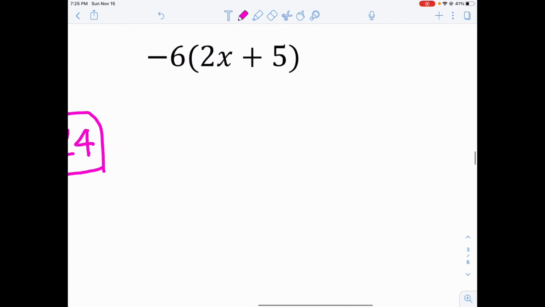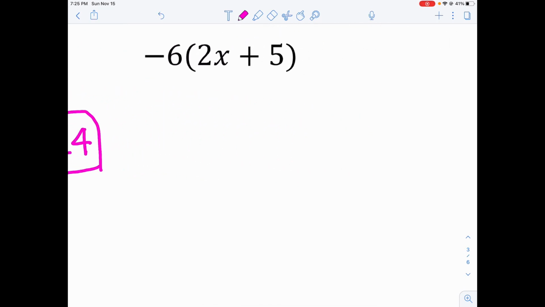Last one. -6 times, in parentheses, 2x plus 5. First thing I'm going to do, 2 terms in the parentheses, so I'm going to draw 2 boxes.